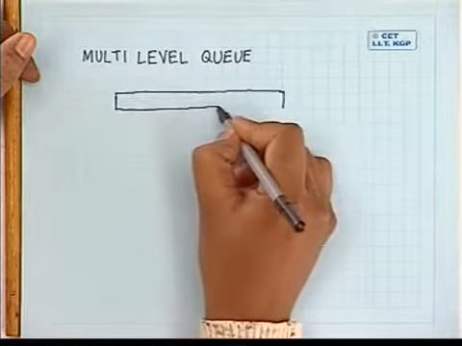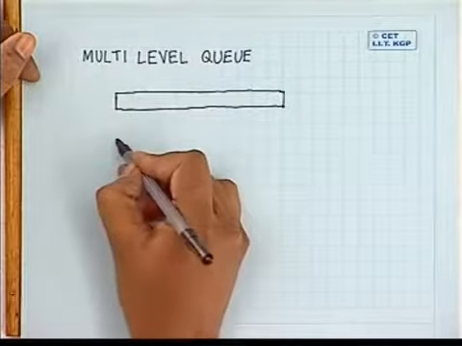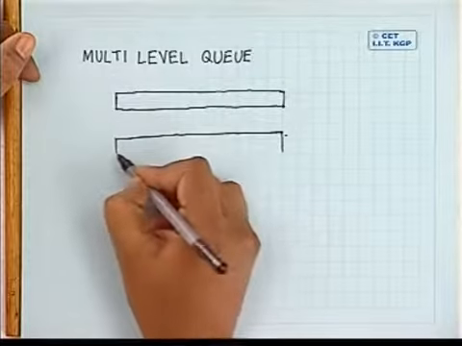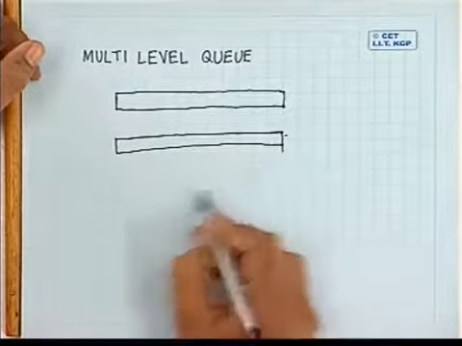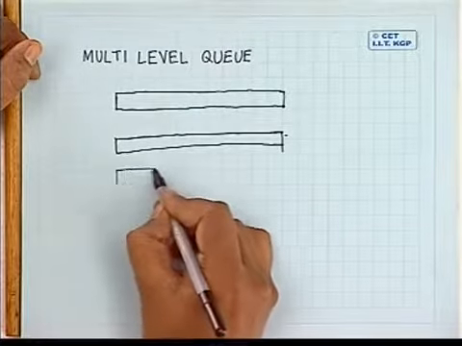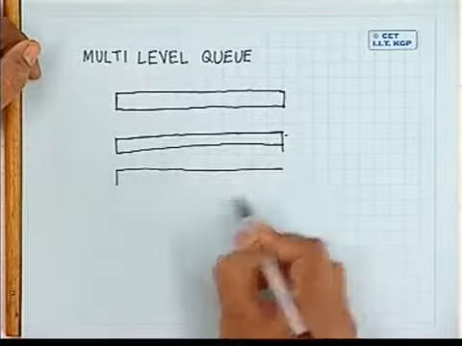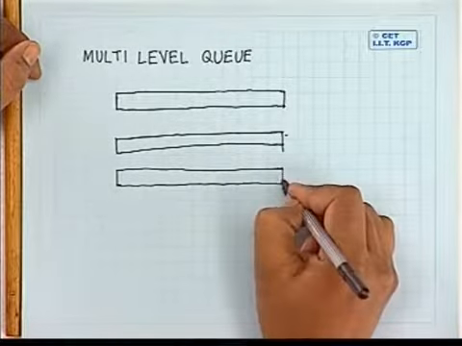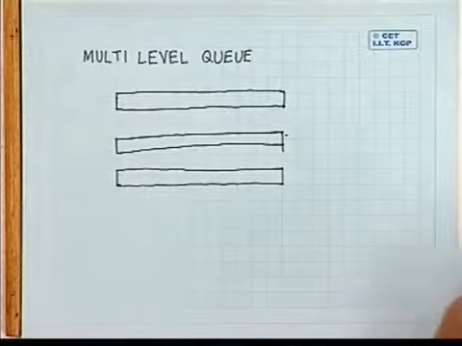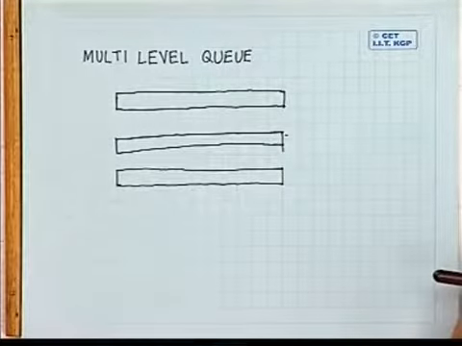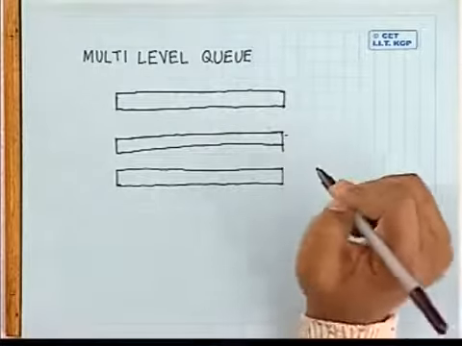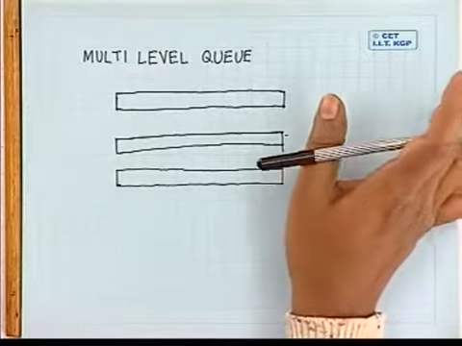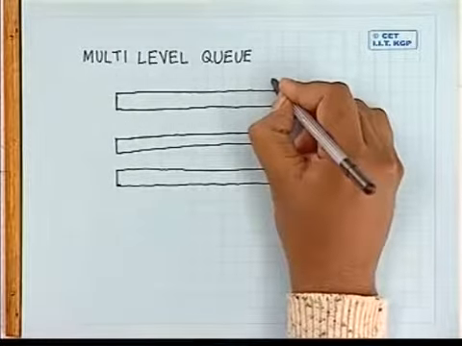So this is one ready queue, this may be another ready queue, and here I can have another ready queue. So suppose I categorize the jobs in 3 different categories. The first ready queue will contain the jobs, let us say, whose CPU burst duration is less than or equal to 2 milliseconds.